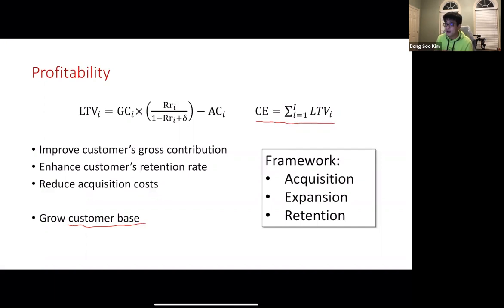In this video, I introduce marketing campaign strategies for acquisition, expansion, and retention, which are actually used in practice for CRM. For each strategy, I also point out by which factor such a strategy enhances a firm's profitability.